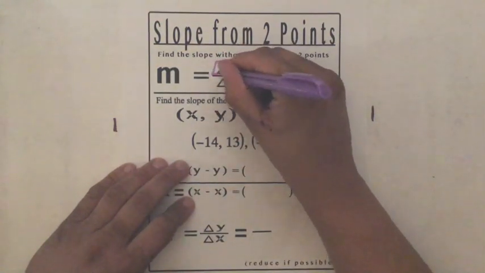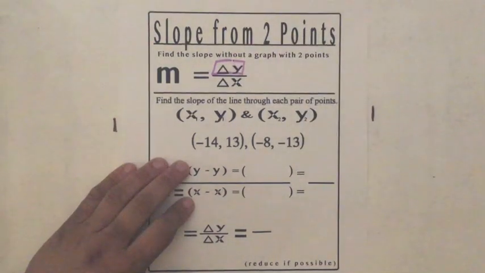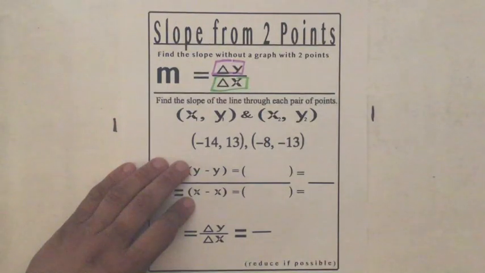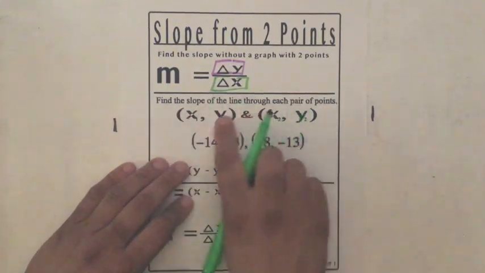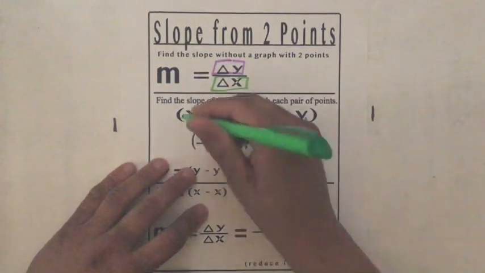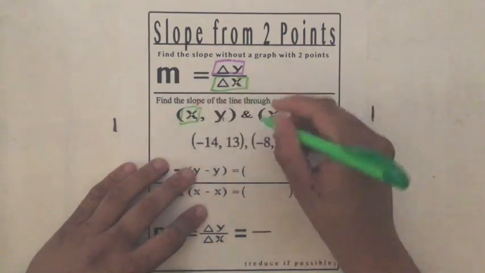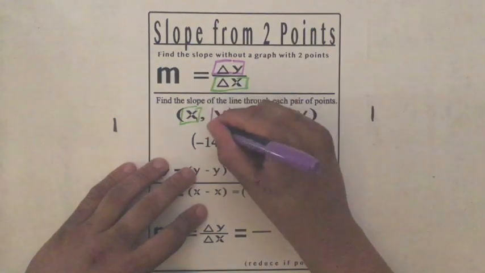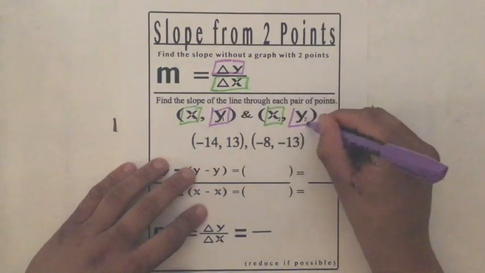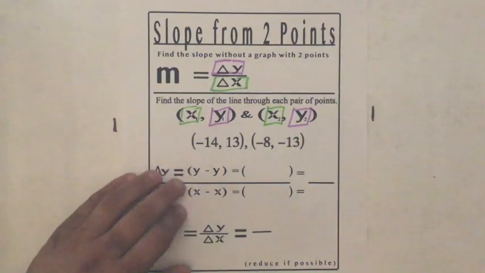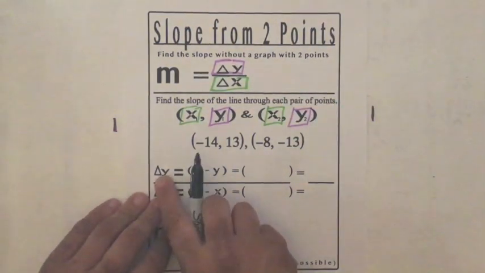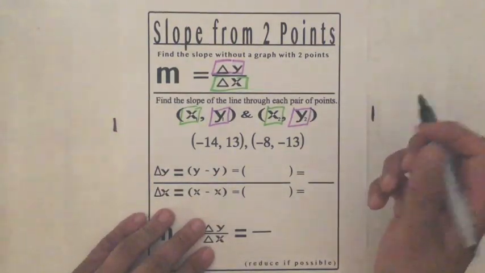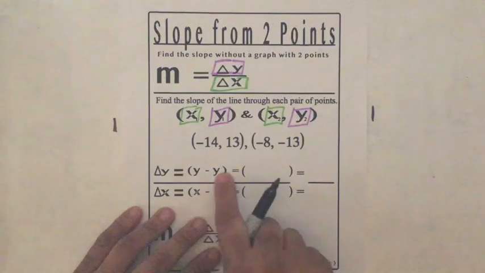So delta y over delta x, right? So find the slope of the line through each pair of points. So remember that the x's are in green, so we have two points here, and the y's are in purple. So delta means subtraction, so we subtract. So first we're going to subtract y minus y.